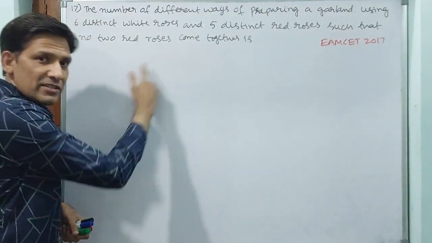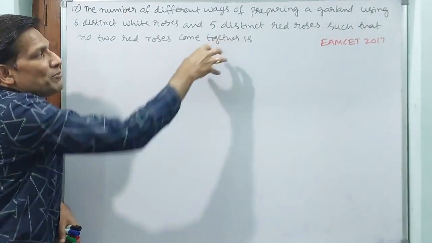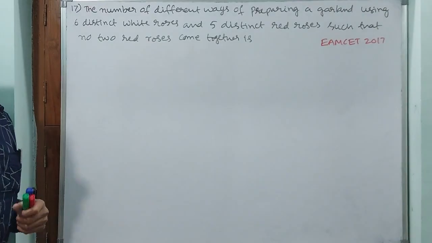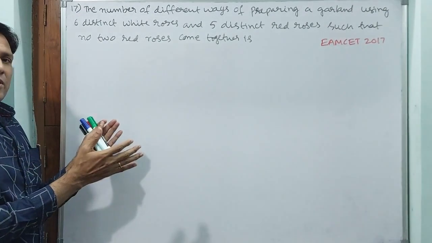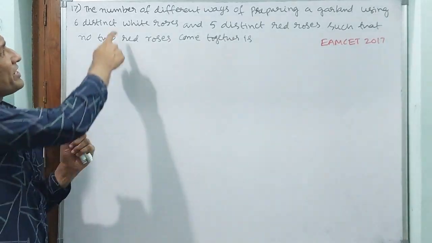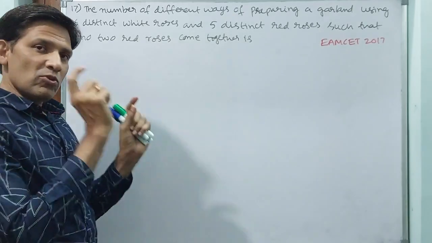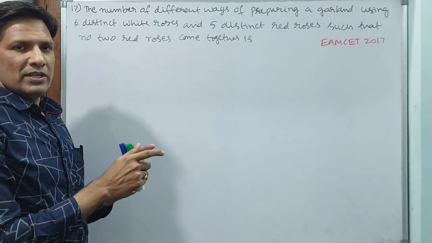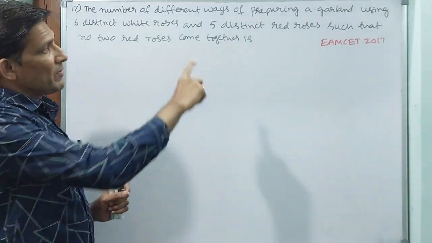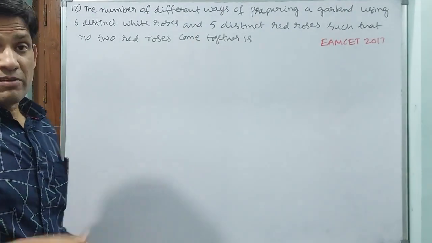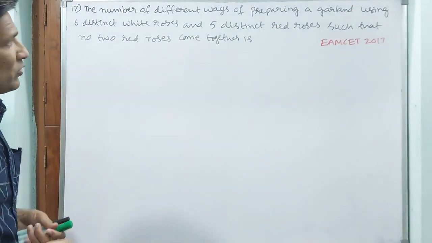That means 6 white roses you keep, 6 gaps you keep. Among the 6 gaps you keep these 5 distinct red roses. Are all the roses equal? No. Distinct means every rose is different. Even though both are red color only, or white color only, the white roses are 6 different and the red roses are 5 different. Like that we have to take, such that, like the earlier question only.